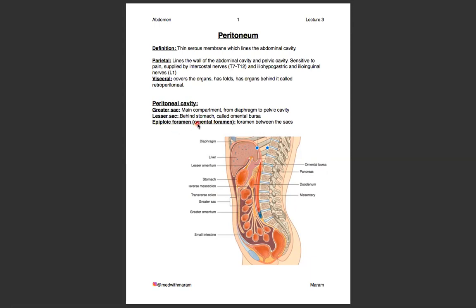Then we have something called the peritoneal cavity. This is the part that kind of matters. The peritoneal cavity is formed of two sacs: one is the greater sac, and one is the lesser sac. The greater sac is the main one, which is found all the way from the diaphragm to the pelvic cavity. It's the big one. The lesser sac is found behind the stomach. The lesser sac is not that important. What's important is something called the epiploic foramen, which is basically an area, a foramen, that is connecting the greater sac with the lesser sac. Okay?